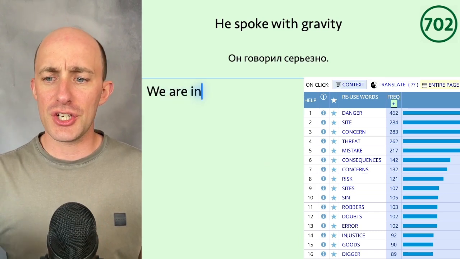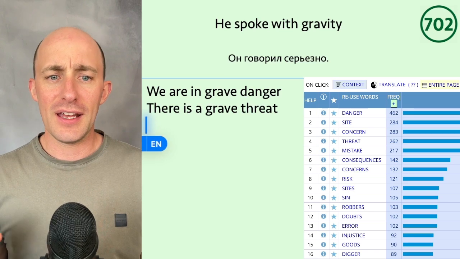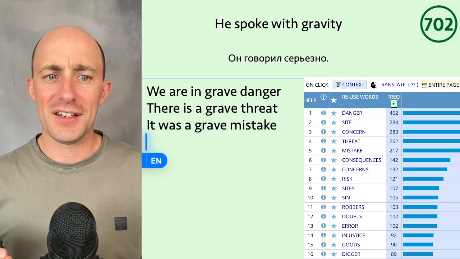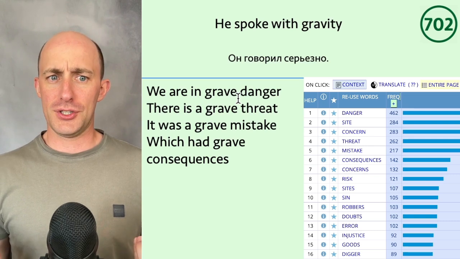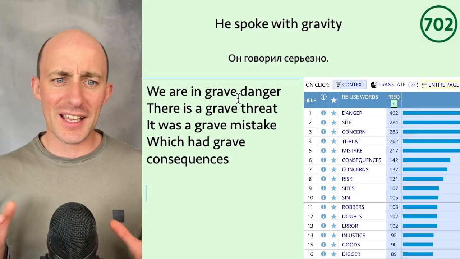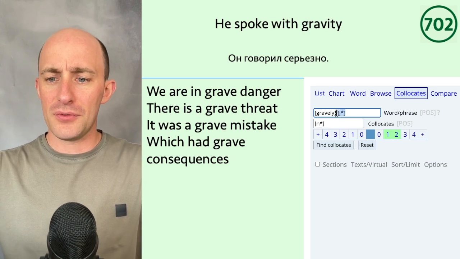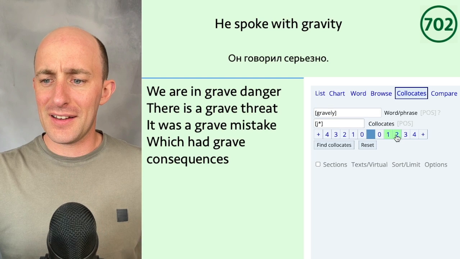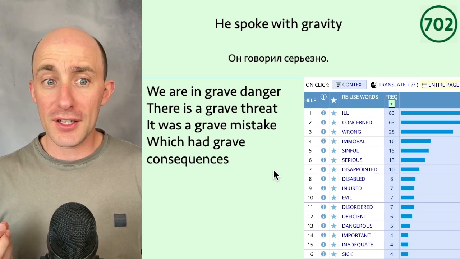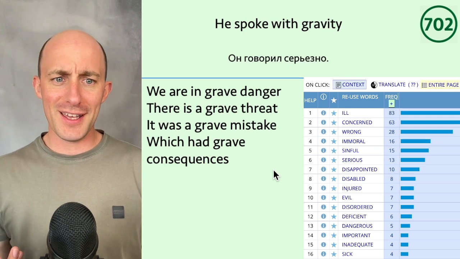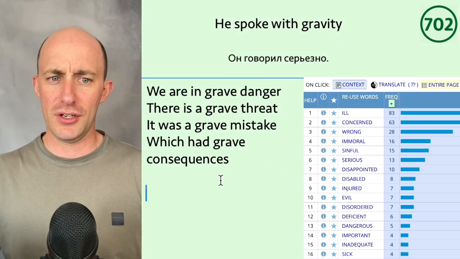We are in grave danger. Or there is a grave threat. It was a grave mistake, which had grave consequences. So what does grave mean in all these contexts? It means serious. So grave is sometimes like a synonym for serious. And we also quite often use the word gravely. So gravely would have to come before an adjective. Gravely. So you can be gravely ill, seriously ill. Gravely concerned, gravely immoral. So gravely means seriously. Grave, serious. Gravity, with gravity, seriousness.